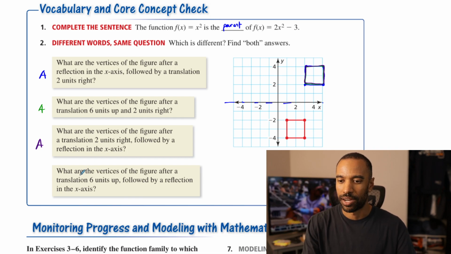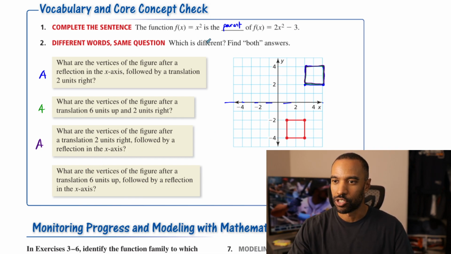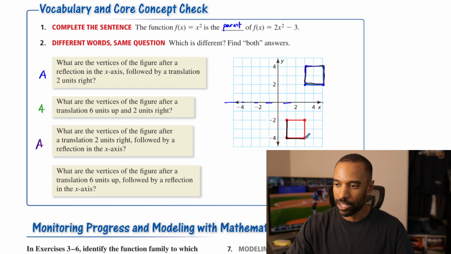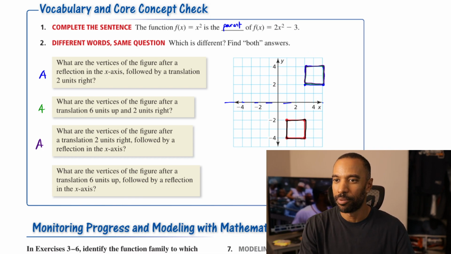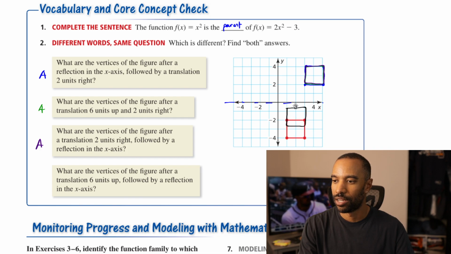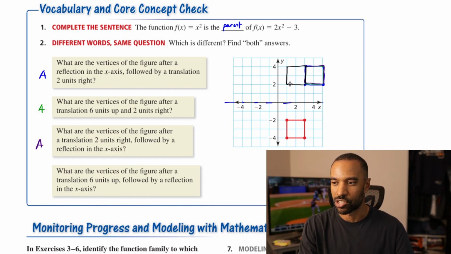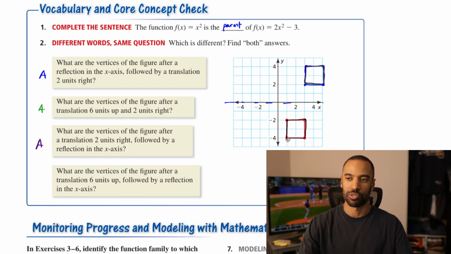What color? Let's use red. What are the vertices of, well, let's use black. What are the vertices of the figure after a translation 6 units up? 1, 2, 3, 4, 5, 6. Followed by a reflection in the x-axis. Oh, that'll bring you right back down to where you were. And that kind of speaks to, that one's different.